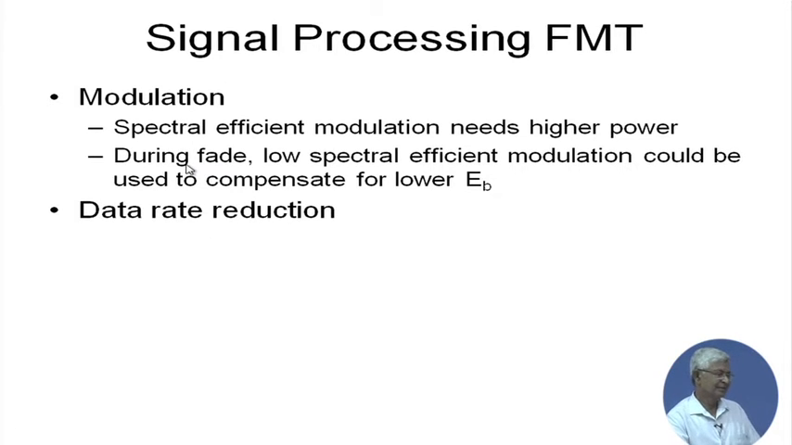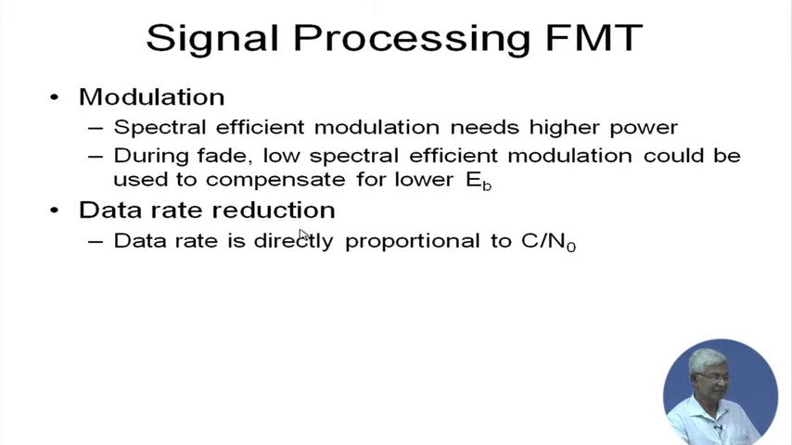There is the other technique, if you recollect, it was C by N naught is equal to Eb by N naught multiplied by bit rate, or Es by N naught multiplied by symbol rate. So when the C by N naught has gone down, we can manage the same Eb by N naught or Es by N naught by reducing the data rate. So data rate reduction is another technique.